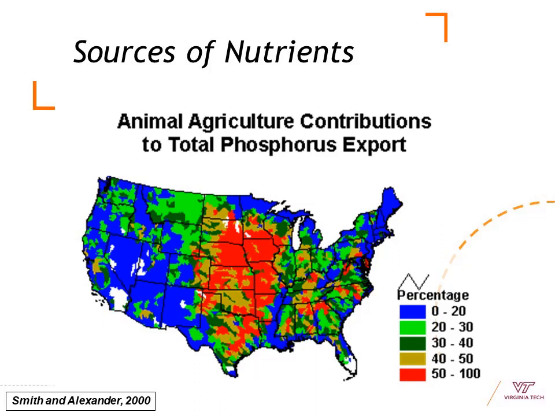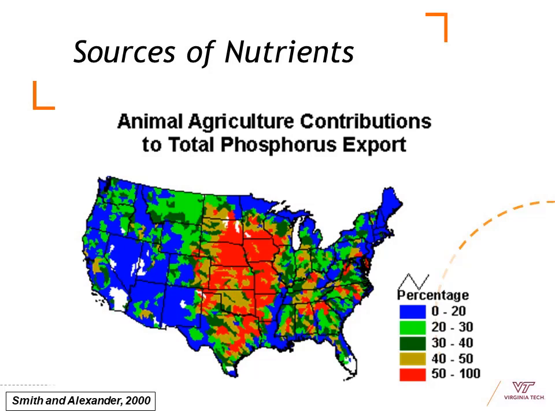This map, as in the previous, indicates in blue areas where animal agriculture is not a big source of the problem, that there are other sources contributing primarily to phosphorus loading to surface waters. But the areas of brown and red are where animal agriculture is the dominant source of phosphorus export. So animal ag is much more of a concern in terms of phosphorus than in terms of nitrogen.